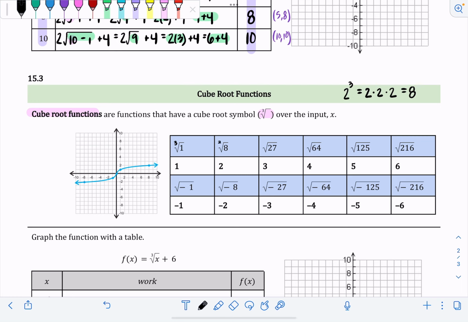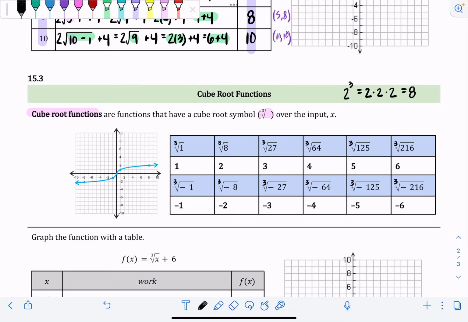So the cube root of 1 is 1, the cube root of 8 is 2, the cube root of 27 is 3, the cube root of 64 is 4, the cube root of 125 is 5, and the cube root of 216 is 6. Because you're multiplying a number 3 times as opposed to just 2 times, you can also take the cube root of a negative number. You can't do that with a square root. So the cube root of -1 is -1. The cube root of -8 is -2. The cube root of -27 is -3. The cube root of -64 is -4. The cube root of -125 is -5. And the cube root of -216 is -6.